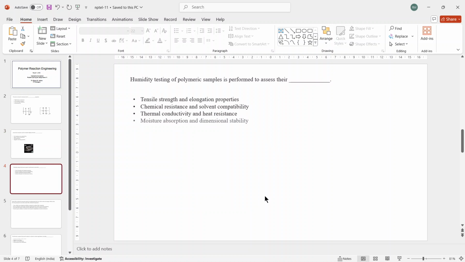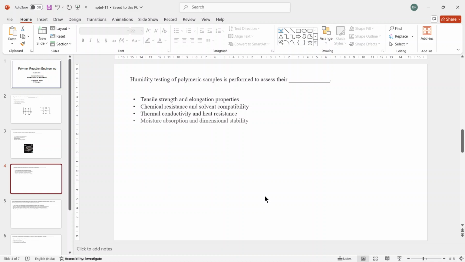Humidity testing of polymeric samples is performed to assess which of their properties. So first is tensile strength and elongation properties. Presence of water inside a sample may not necessarily affect the tensile strength and elongation properties, as when the water enters between the interstitial spaces of the polymeric chains, such as the free volume present inside, it might not affect the tensile strength of the material itself as much. So, tensile strength and elongation properties are not much affected.